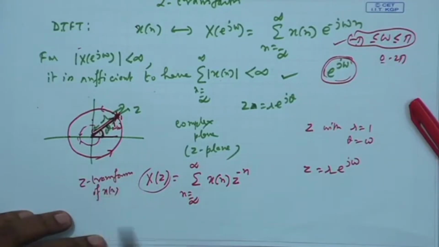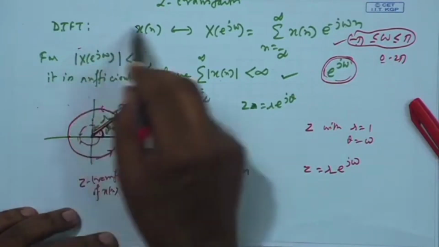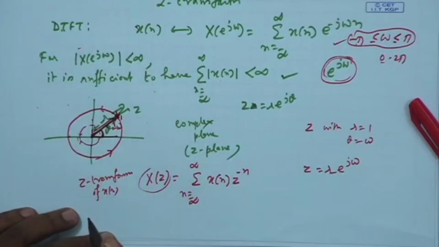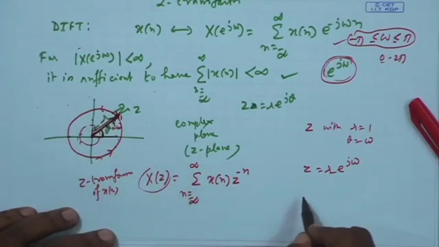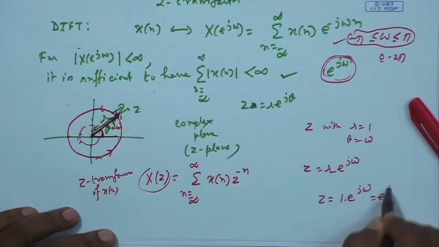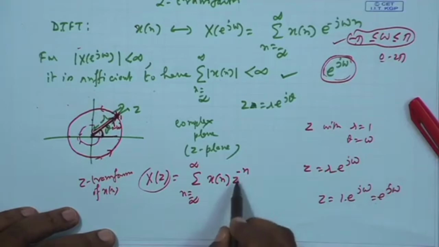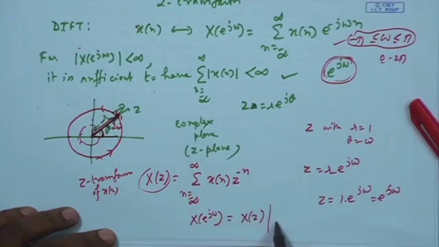Why is it more general? Because in this summation z can take any value over the z plane, not necessarily on the unit circle. Number 2, if I restrict z to be on the unit circle, then the magnitude of z is 1. So z is just 1 into e to the power j omega. If I put that back here, I get the DTFT. So the DTFT becomes a special case of the z transform, where either you write z equal to e to the power j omega, or equivalently you write mod of z, which is the magnitude r, equal to 1.